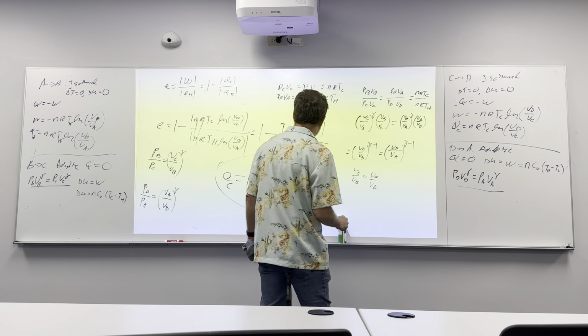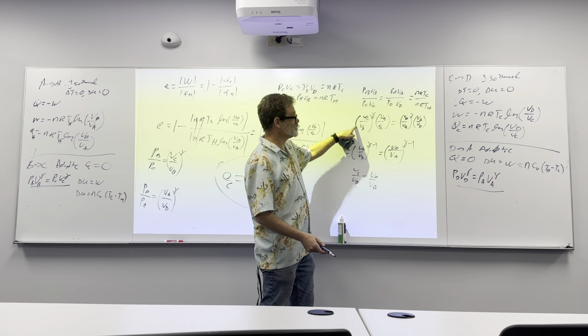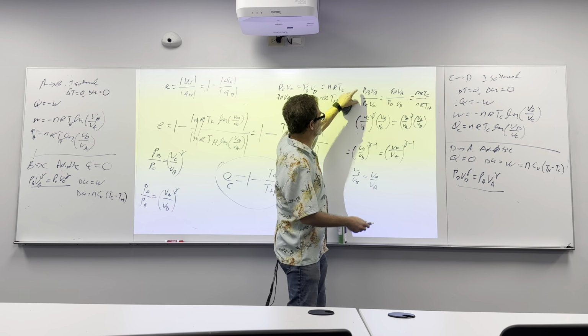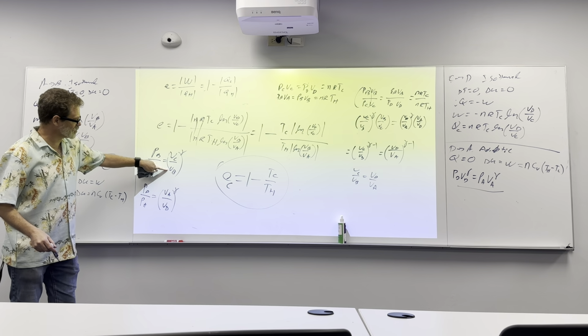You might have gotten it. Yep. Look, hold on. Yep. Did you got it? Did everybody see what we did? We substituted in this PB over PC is VC over VB to the gamma.